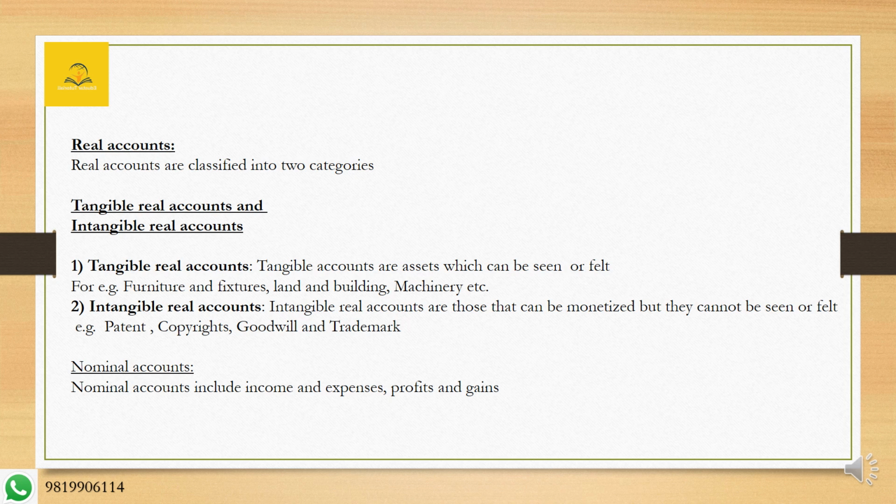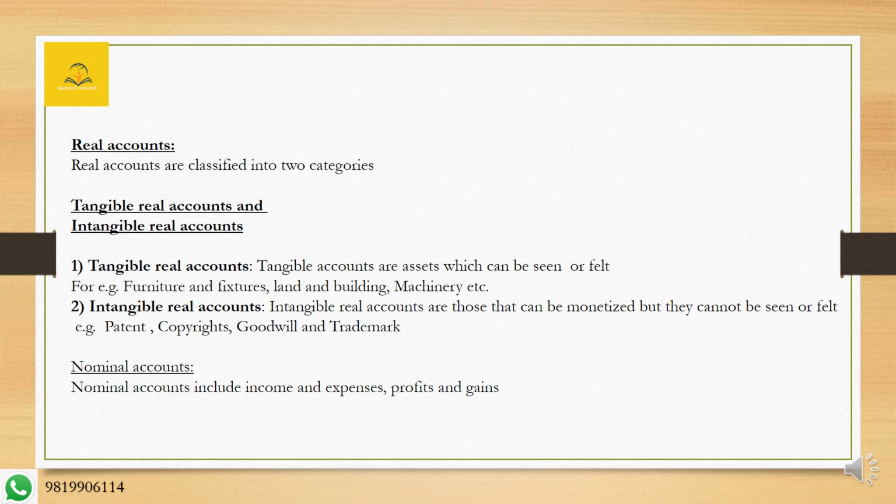The other forms of intangible real accounts are patents, copyrights, goodwill, and trademarks. Intangible real accounts are those that can be monetized but cannot be seen or felt. So we came across two categories: the personal account, dealing with a person, and the real account. Real assets, whether coming into the business or going out of the business, will be categorized as real accounts.